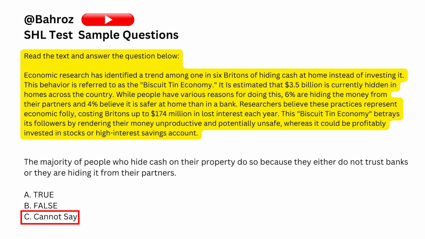Answer: cannot say. The passage indicates that 6% hide cash from their partners and 4% do not trust banks, totaling 10%. However, the behavior is exhibited by 1 in 6 Britons, or approximately 16.7%. Since no reasons are provided for the remaining 6.7%, we cannot determine whether the majority falls into the specified categories. Therefore, the answer is cannot say.